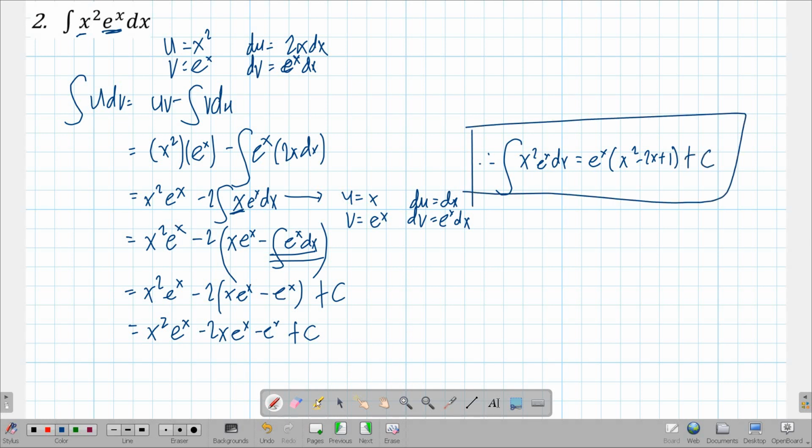So the key in this example is that we actually repeated our integration by parts. If in the first try you get an integral that is not integrable by either the substitution method or the basic integration formulas, then we might have to do integration by parts again, just like what we had in this example.